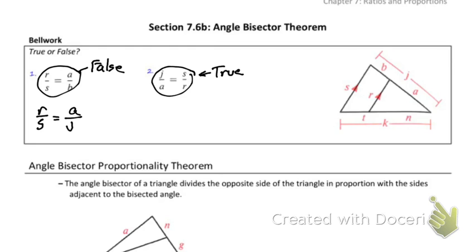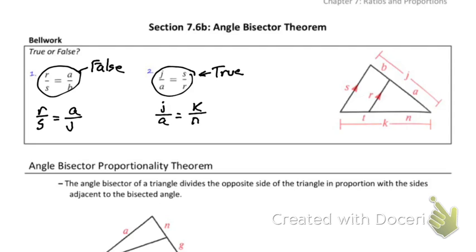Real quick, if I have J over A, can someone come up with another statement that's true? K over N. You can do S over R. Oh, we already had that. But yes, K over N would be correct because this is whole over our top chunk, and this would be whole over our top chunk.